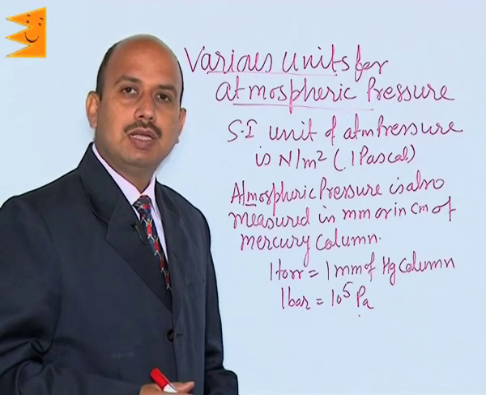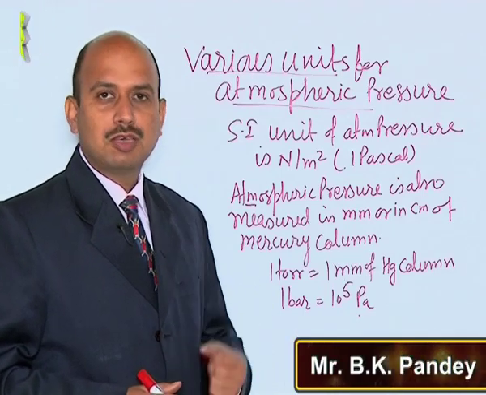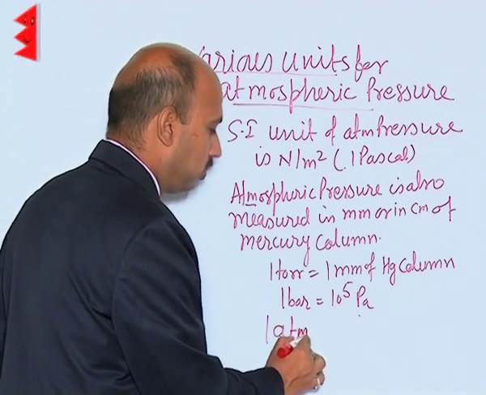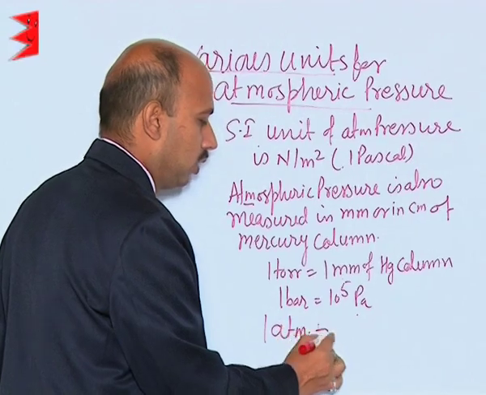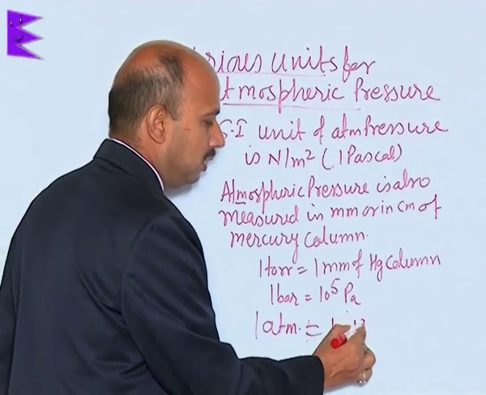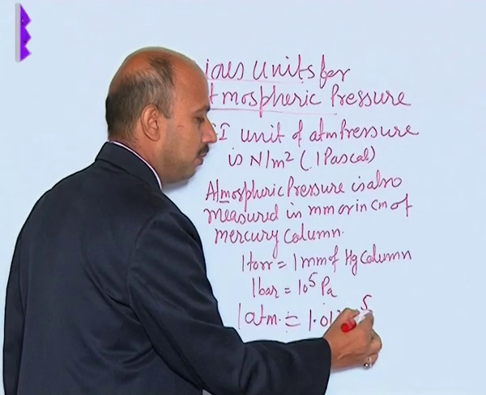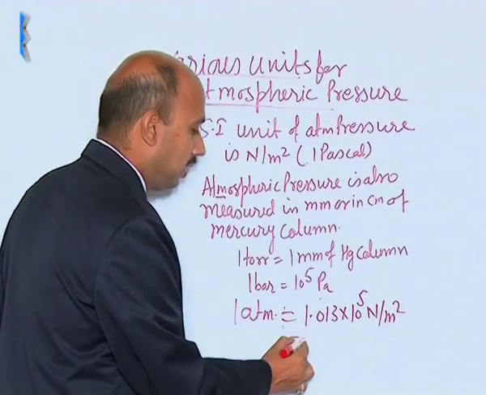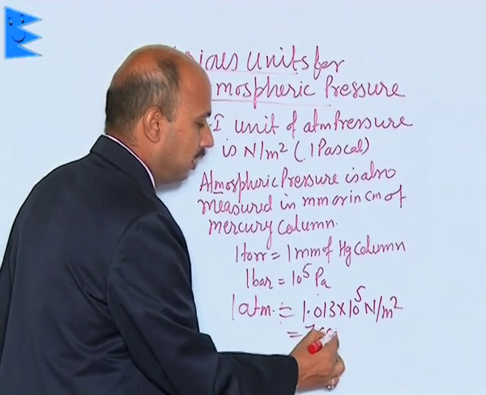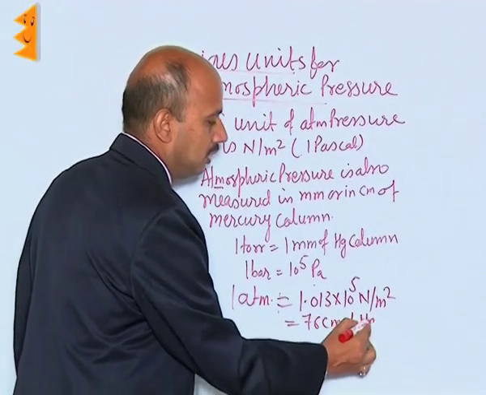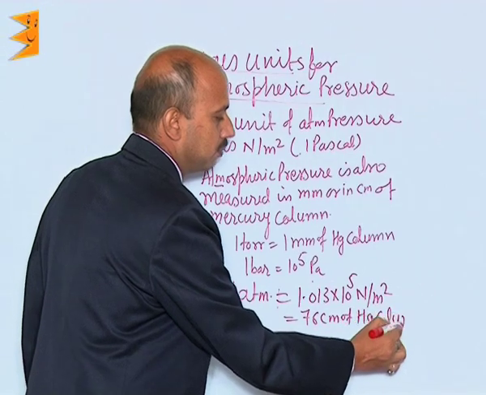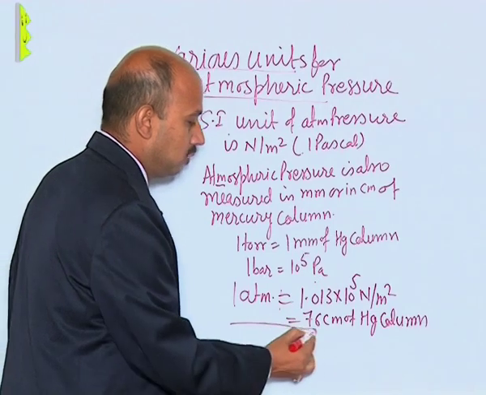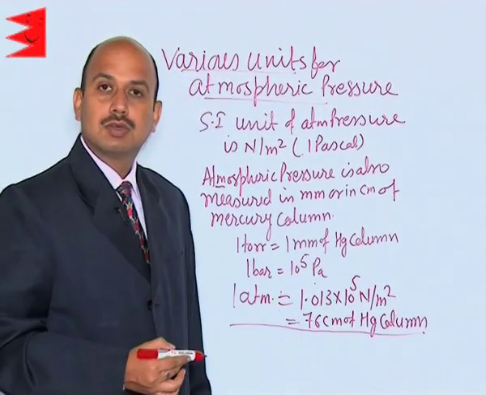See here, we have calculated atmospheric pressure using Torricelli's experiment, and that atmospheric pressure, 1 atmosphere, is equal to 1.013 × 10^5 Newton per meter square, and this can be written here as 76 centimeter of Hg column. So, this we have calculated using Torricelli's experiment.